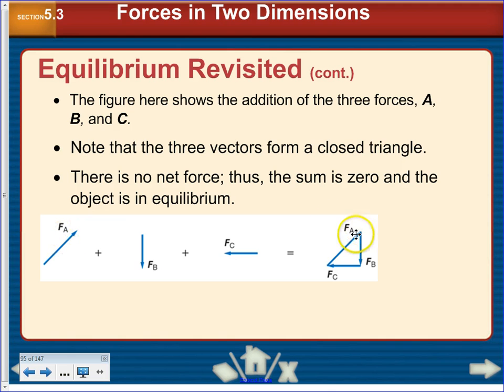Well, if we start with force A, we put it there, and then we put the tail of B to the head of A and draw that, and then we put the tail of C to the head of B and draw that out, we'll find that we end up where we started. If we have a closed triangle, that means that there's no net force. It all balances out. So this is one way of doing this. We could also do it by adding up all the x's and y's and see if they all add up to 0.